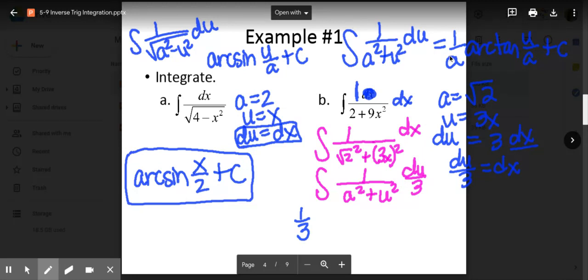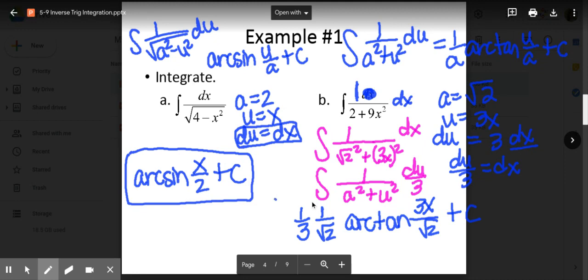So it's 1 over a. So my a was square root of 2. And then arctan of u over a. So u was 3x over radical 2. And then plus c. So there's my answer.